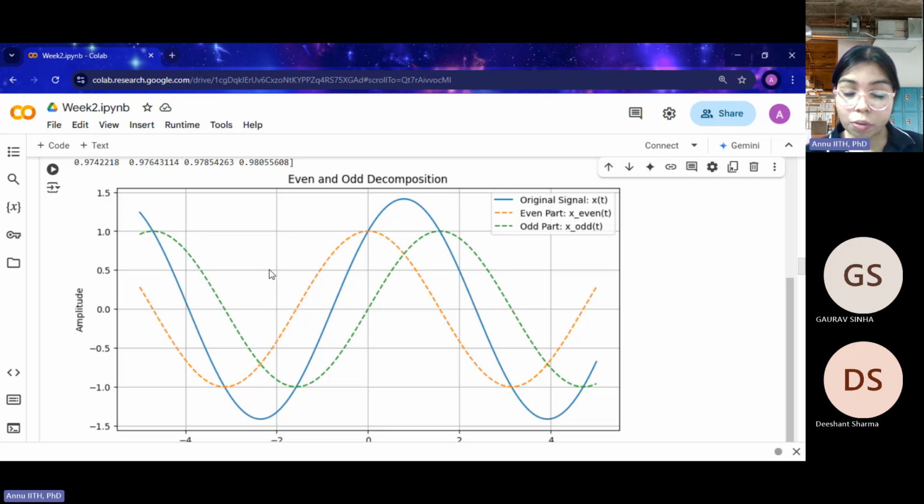Now you may wonder, I told you last class that the odd part should be symmetric around the origin. In normal signals and systems, we divide it in half. So you observe the green color, symmetric around the origin. Symmetric around origin means here you can see the values, and x odd of 0 is 0.